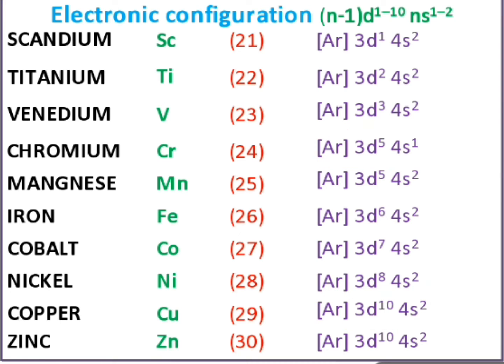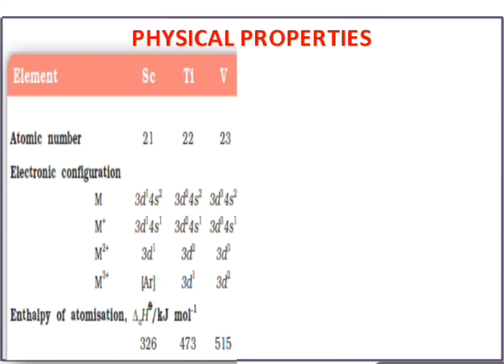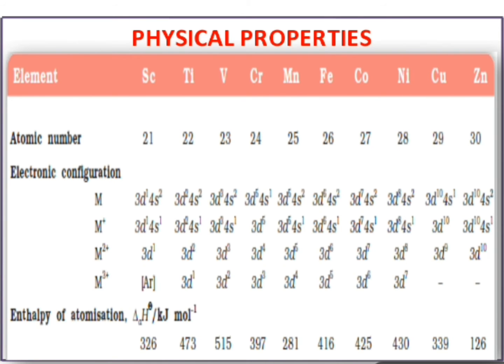After the electronic configuration, now we will see the physical properties. In physical properties, you see atomic number, electronic configuration, and also ionic M plus, M2 plus, M3 plus. These are the ionization enthalpies. From this table, you can conclude the ionization enthalpy and the configuration in different ions, and the enthalpy of atomization.